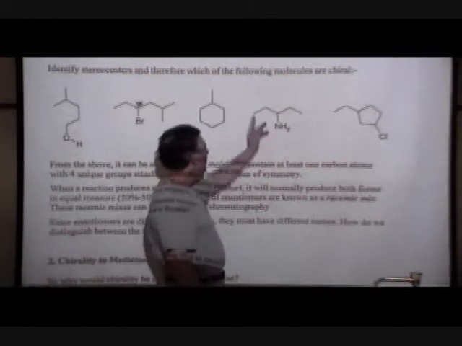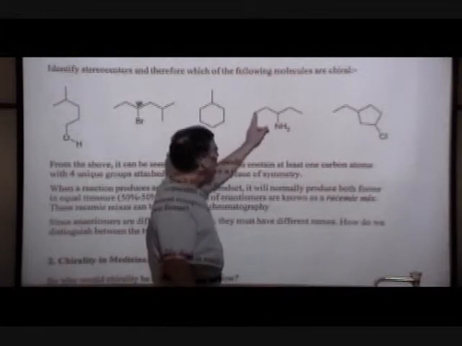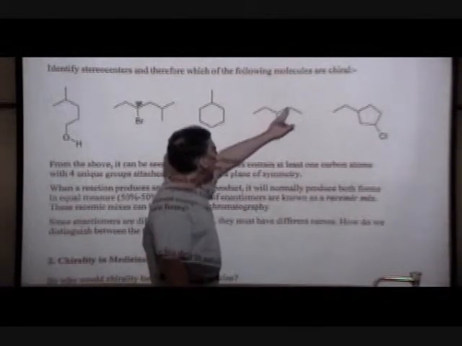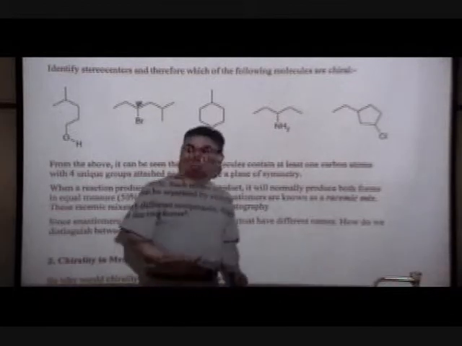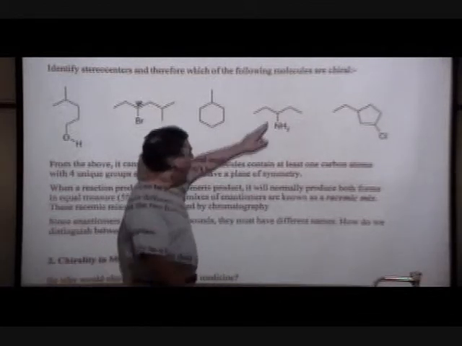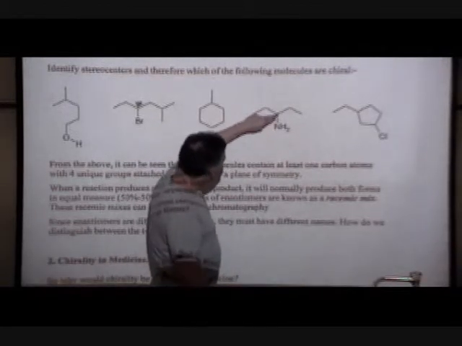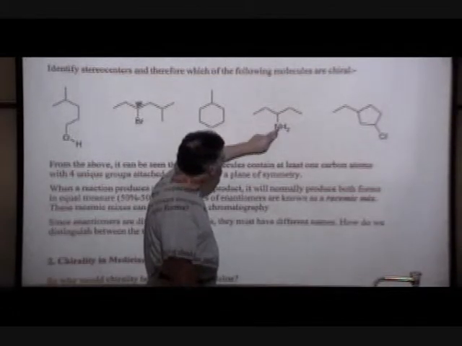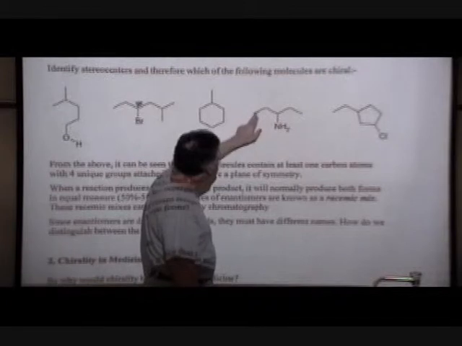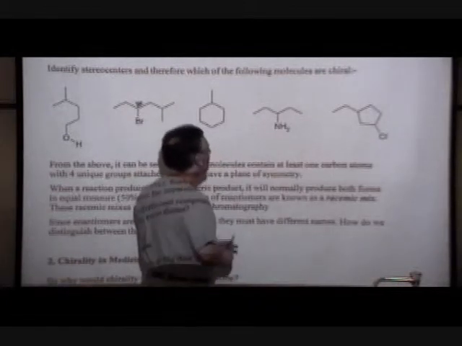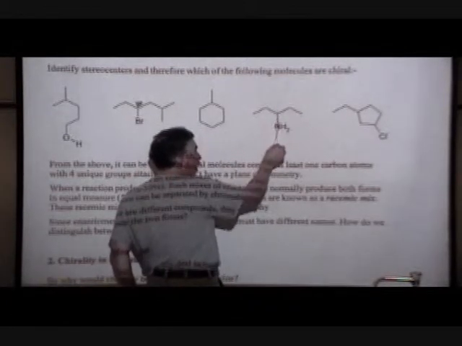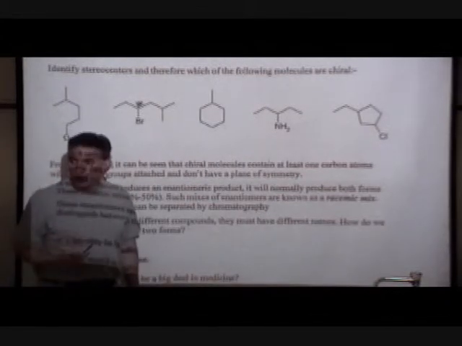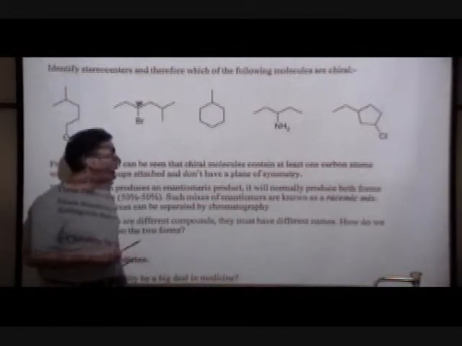The fourth one, again, any terminal carbons with three hydrogens we can discount. Any secondary carbons with two hydrogens we can discount because we want four unique groups. The carbon in the middle does have just a single hydrogen attached. We've got an amine group, but we've got two identical ethyl groups. Again, there's symmetry down the middle of the molecule. Two ethyl groups, it's not unique, so there's no chiral center.